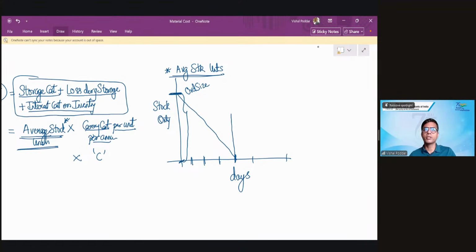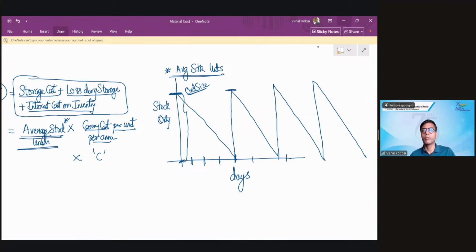And the moment it is zero, again, she will go and buy. And how much will she buy? The same quantity, which is my order size. So again, when it becomes zero, the stock quantity will go up to the order size. And again, the same process will run. And this process will run throughout the year. So this is a typical graph of my stock position on every day.